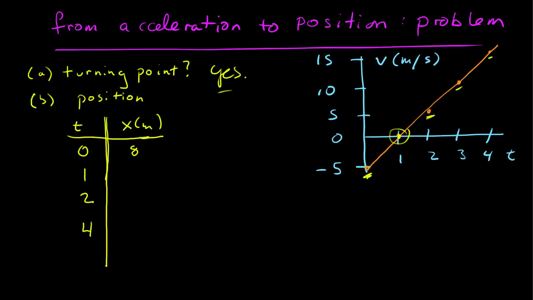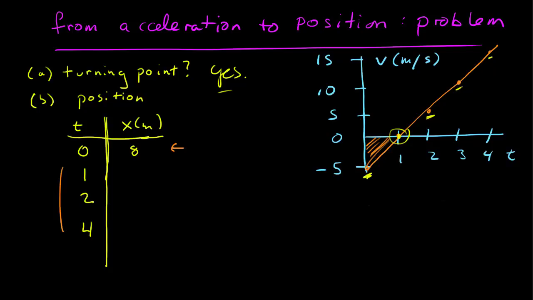Next, we want to find the value of the position at several points in time. We're given that at time t equals 0, it's at a position of 8 meters, and we want to know what the position is at t equals 1, 2, and 4 seconds. We can find the change in position because it's the area under the curve in the velocity versus time graph.